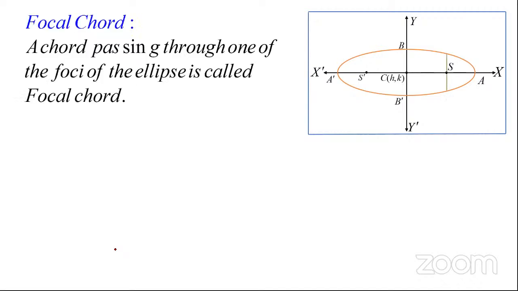Next, some definitions. I'm just reminding you of what you had in IPE. So this is an ellipse diagram. What is a focal chord? A chord passing through one of the foci of the ellipse. So taking one of the foci here, you can take the other also, a chord passing through it is called a focal chord.